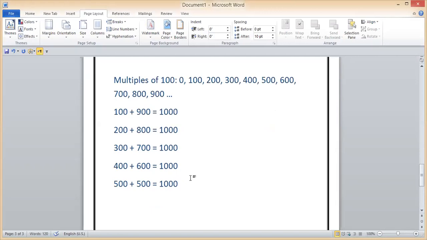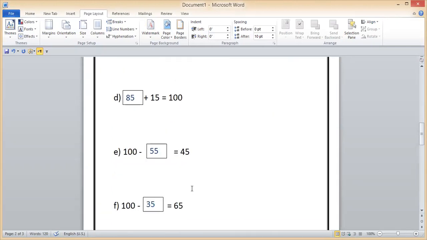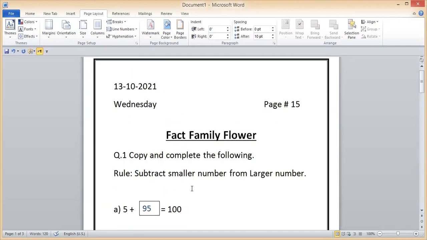If you want, you can write more, like 600 plus 400. But I am going to end it here with 500 plus 500. So this is the answer, guys. So we completed the topic fact family flower.